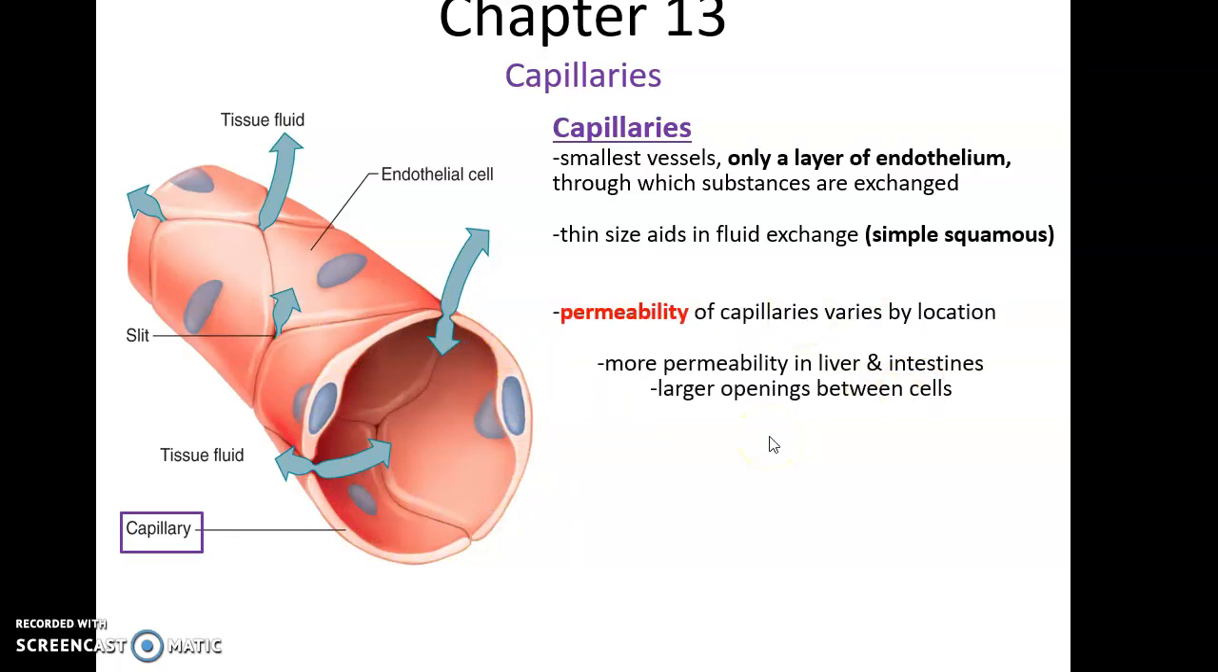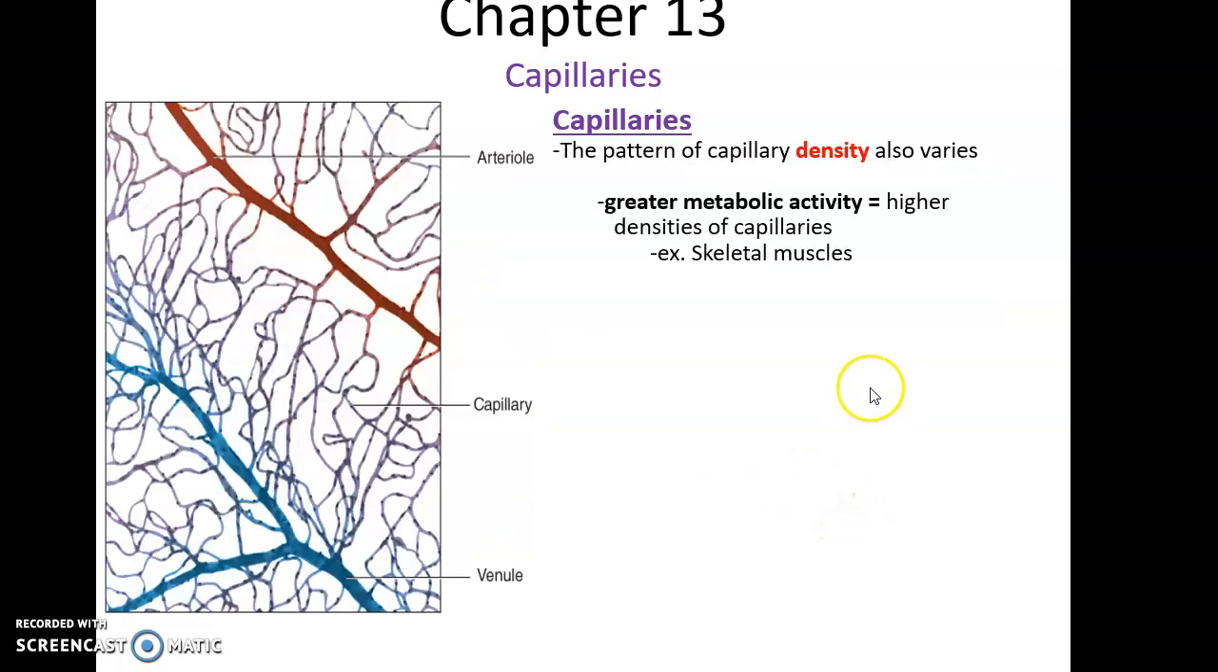And their permeability can vary from location to location. In some places in the body, they are much more permeable than others because in some places, like the liver and intestines, they have wider spaces between the endothelium. So capillary density also varies from place to place, so that tissues that have greater metabolic activity have more capillaries. So for instance, skeletal muscle tissue has a lot of capillaries to provide lots of glucose and oxygen to the muscle tissue.